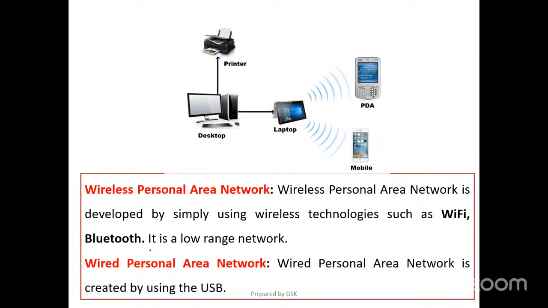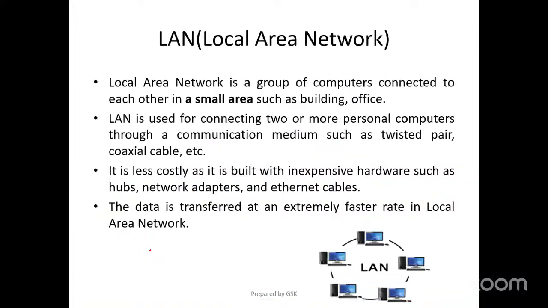Suppose if you want to take a printout from your printer with the help of the cable, that type of network is called wired personal area network, WPAN. Wireless personal area network is nothing but if you want to take the printout from your mobile with the help of a Bluetooth network. We can take the printout with the help of the phone also, with the Bluetooth network. So that is called wireless personal area network.